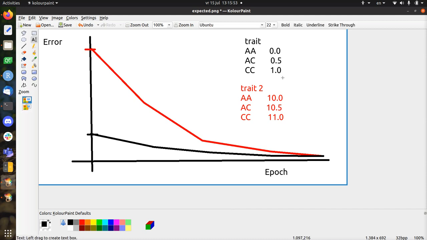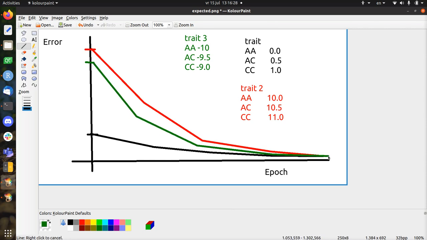I made a setup in which the genetic data is completely the same. I simulated this, but the traits were either low or high, and I also have negative traits. So let's add a negative trait. Let's make it green, trait 3, which has minus 10, AC is minus 9.5, and CC is minus 9.0. So I expect the error to be here, and then go down.